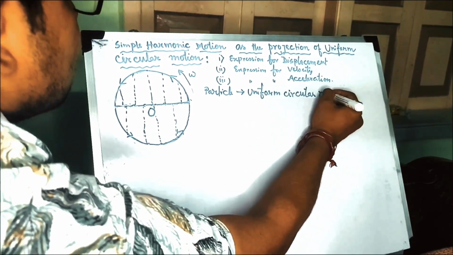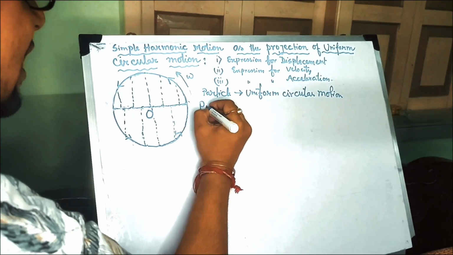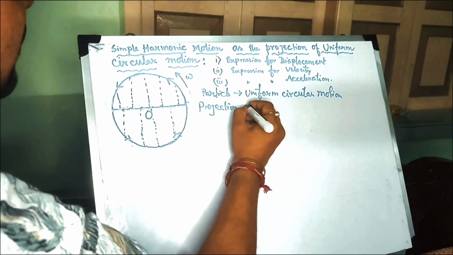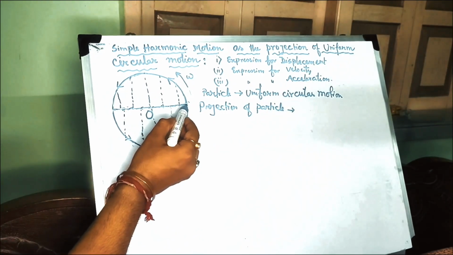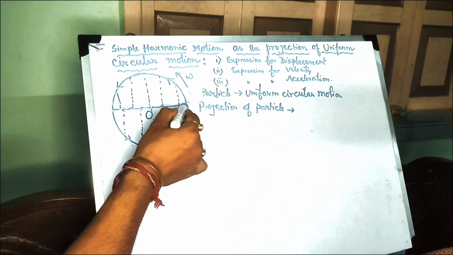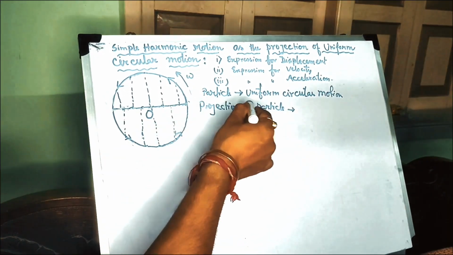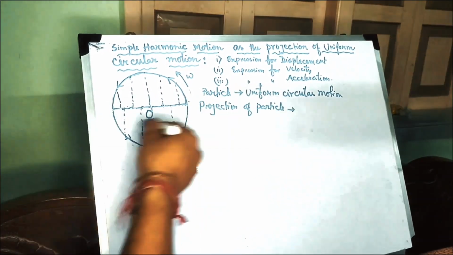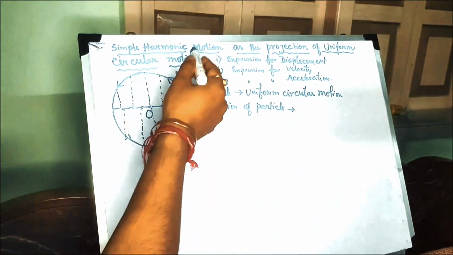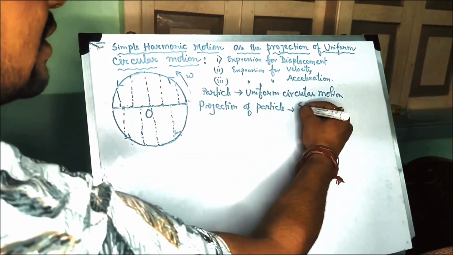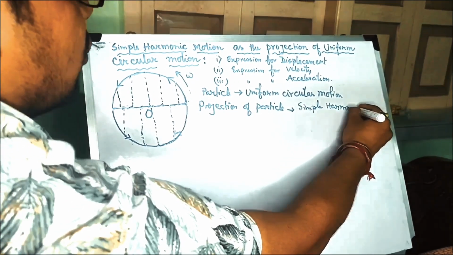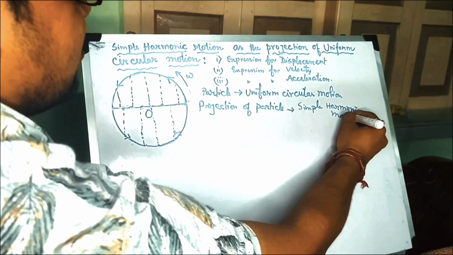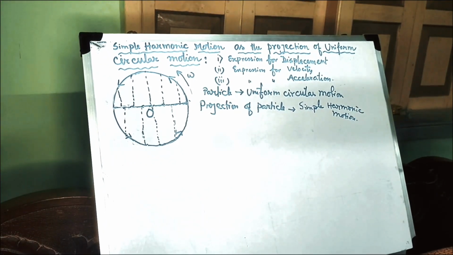but the projection of the particle is basically once coming in this direction, then again coming in this direction. That means it's a kind of oscillation, you can say. That means it's a kind of simple harmonic motion. So the projection of the particle is a simple harmonic motion. Okay, so that is the relation between the uniform circular motion and simple harmonic motion.